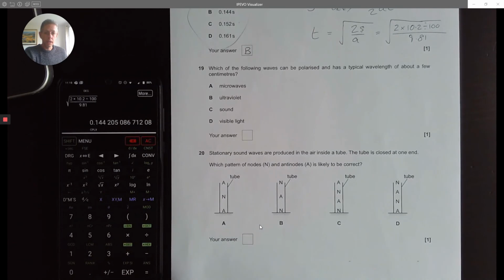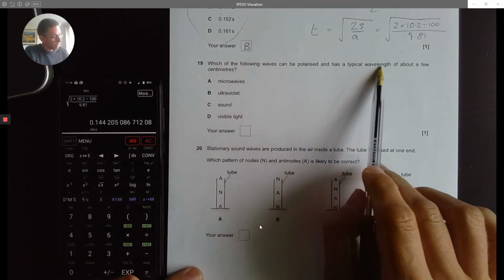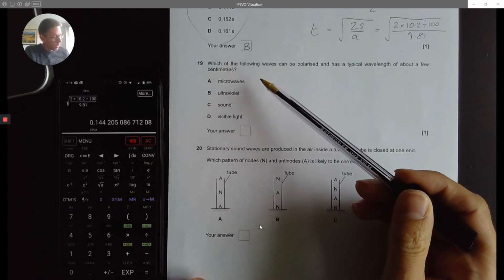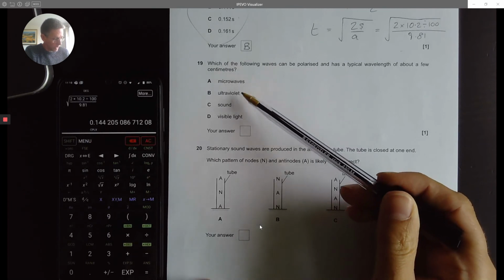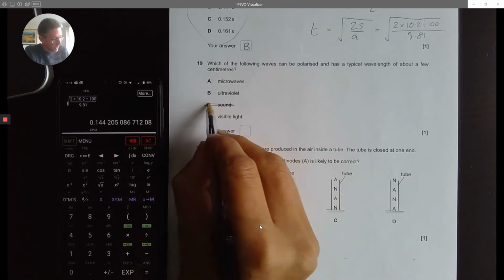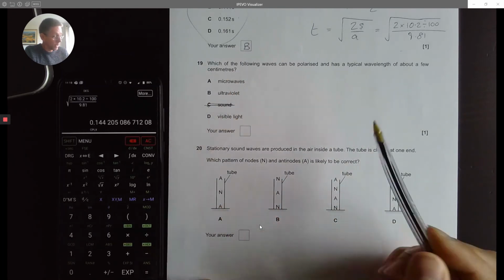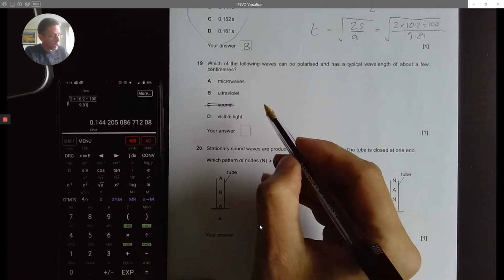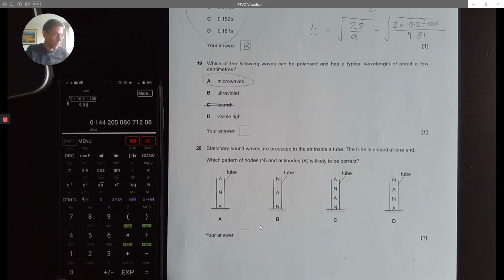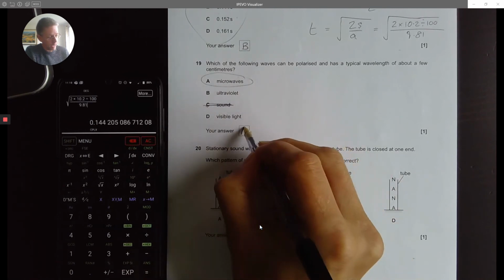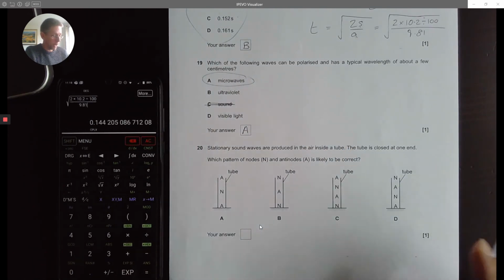Okay, question 19. Which of the following can be polarized and has a wavelength of a couple of centimeters? So longitudinal waves can't be polarized, and sound is a longitudinal wave, so we can get rid of C. And then we just need to know which one of these 3 is around about a few centimeters, and that's a memory thing, but just remember your microwave oven is 20-30 centimeters across, and that's because microwaves are of the size of centimeters. The box we put them in is about the size of centimeters as well. So our answer is A. That's just a memory thing, but hopefully you didn't put C.